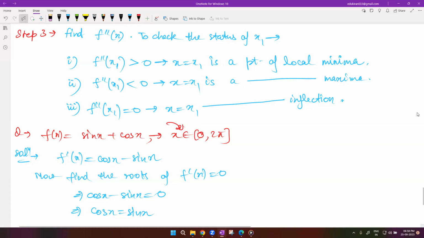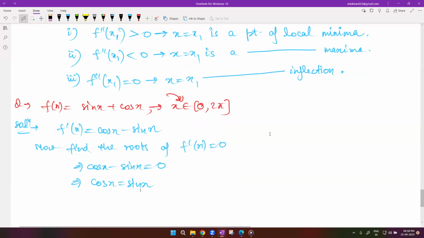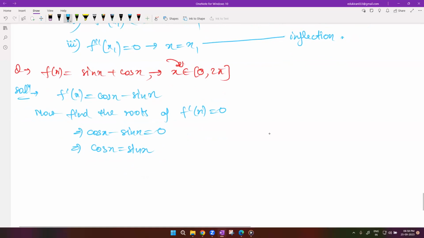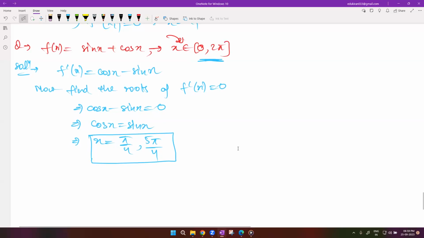So you want to identify all the x where cos x and sin x are equal. In between 0 to 2 pi, there are 2 values of x which can satisfy this. They are pi by 4, 45 degree, and 225 degree, which is 5 pi by 4. These are the 2 x from 0 to 2 pi which give us f dash x equal to 0.